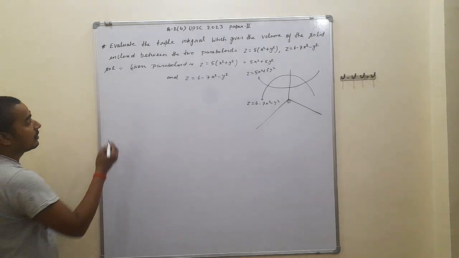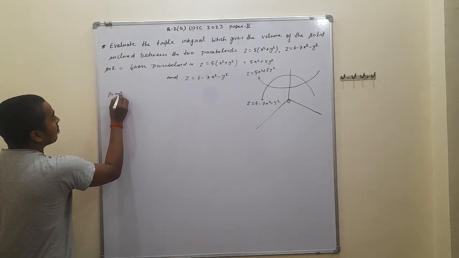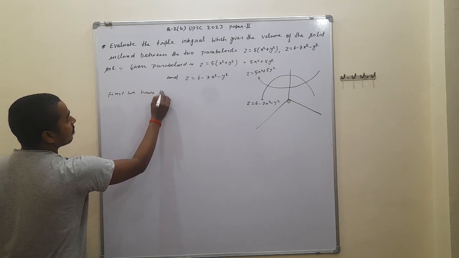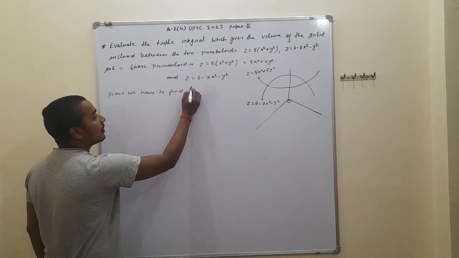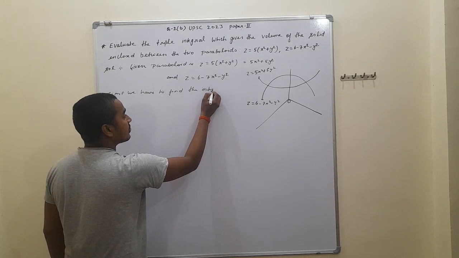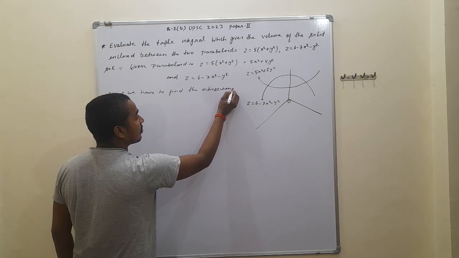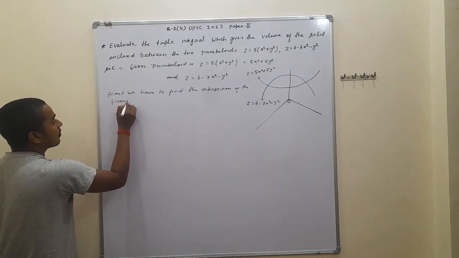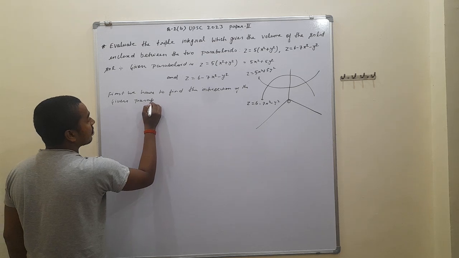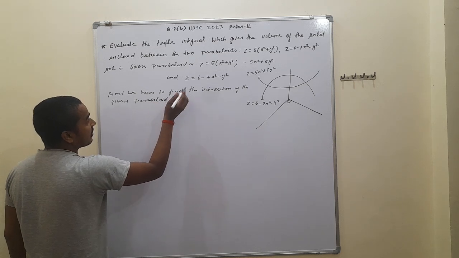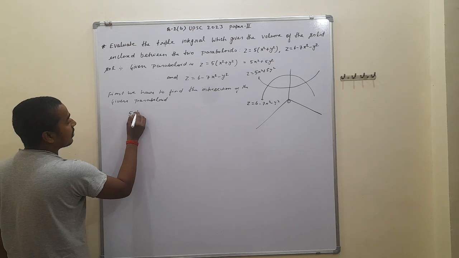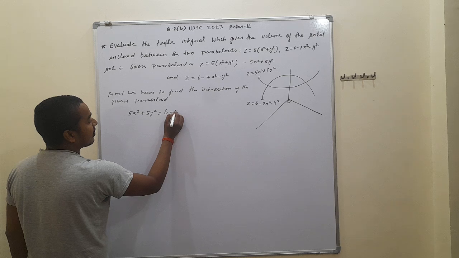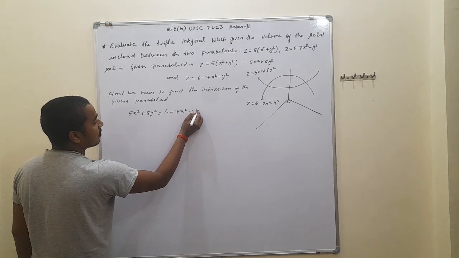First we have to find the intersection of the given paraboloids, that is 5x square plus 5y square is equal to 6 minus 7x square minus y square.